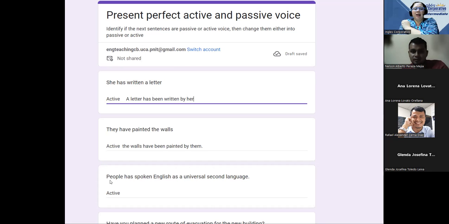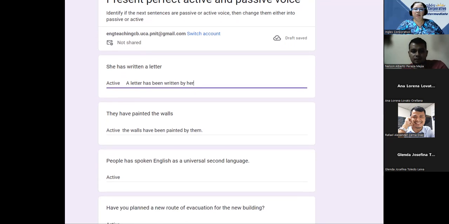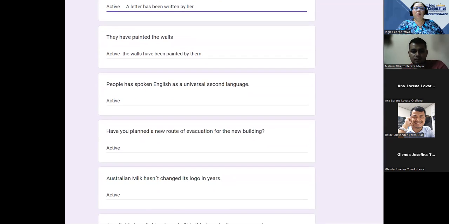If we want to transform it into the passive voice, I will say English has been spoken as a universal second language by people, right? So people. We can divide that. This "by" is what we were saying. By they? By them. By them, by people. It's okay. Now.